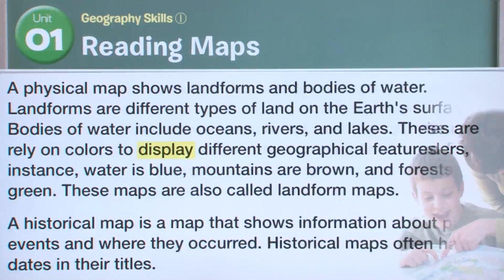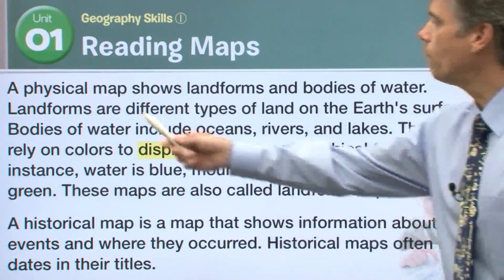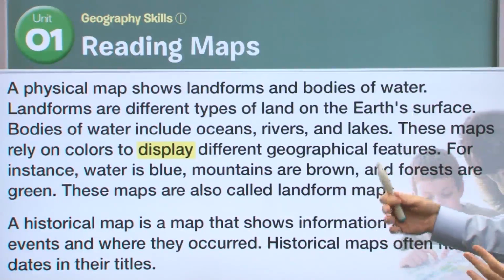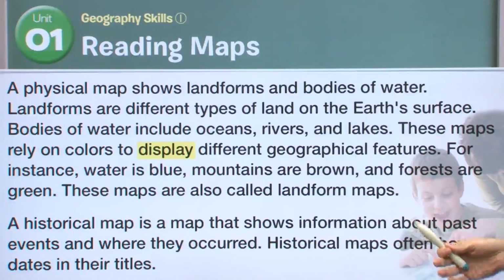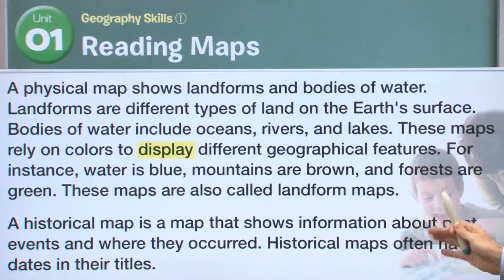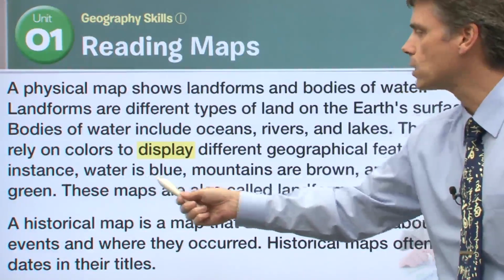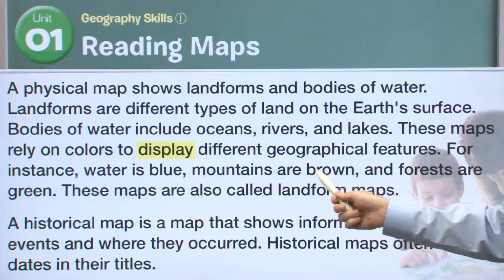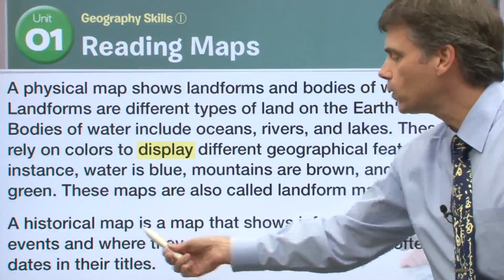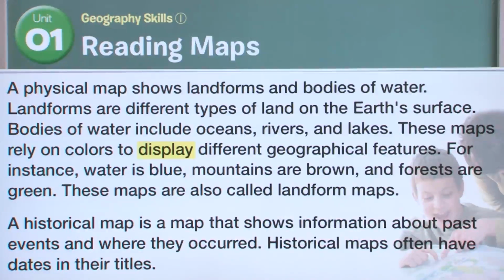And what was another type? The physical map. The physical map shows all the landforms, such as water and mountains and lakes and things like that. And what did they say for colors? Not always, but sometimes. Of course, water is usually blue. Mountains sometimes are shown as brown. Yes, forests are shown as green, and other ones too. And sometimes we have a historical map. It shows information about some very important events that happened in the past.